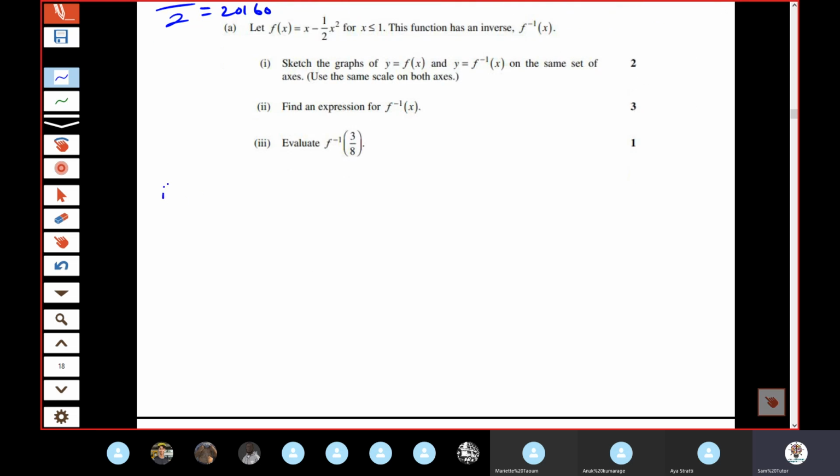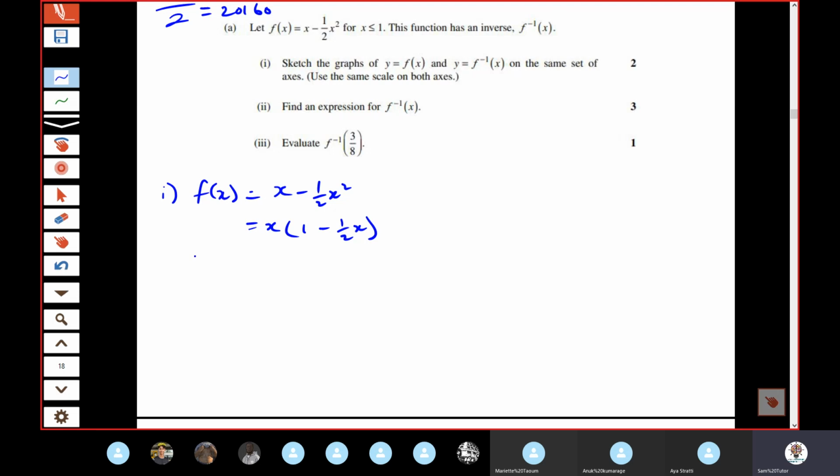Okay. So part i, I wouldn't have done it straight away, maybe, because I would have liked to see what kind of expression the inverse would have been. But given that it's in this order right now, I might just do it. So what do we have? We've got f of x equal to x minus half x squared. If you factorize x out, we're left with 1 minus half x.